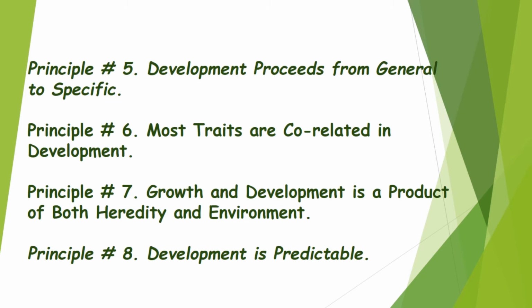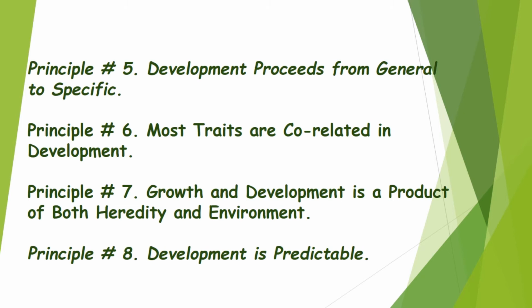Number 5. Development proceeds from general to specific. In the beginning, the child has different experiences of life, and it takes time for him or her to understand these experiences to develop a character which is very specific in nature. So this means that development proceeds from general to specific.